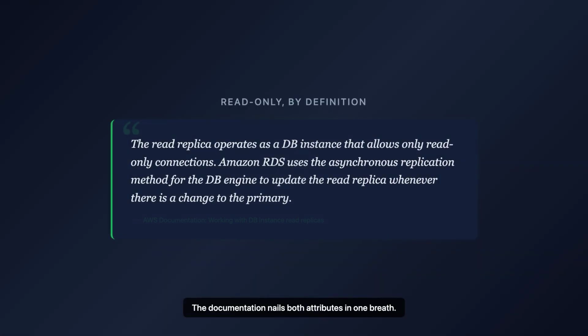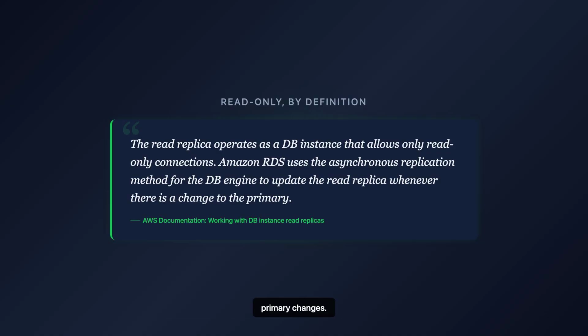The documentation nails both attributes in one breath. A read replica allows only read-only connections, and RDS uses asynchronous replication to update it whenever the primary changes. So there's your 2-word summary, read-only and asynchronous. Hold on to that, because it's half of every read replica question you'll face.